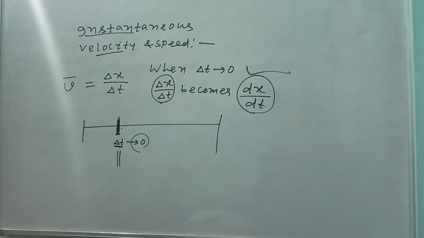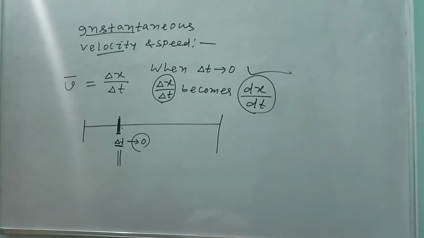So what is the meaning of instantaneous velocity and instantaneous speed? The speed or the velocity of an object at any instant is known as this instantaneous velocity or instantaneous speed.